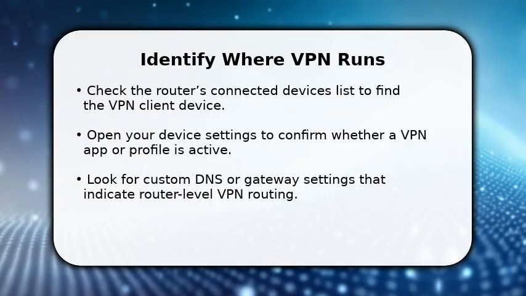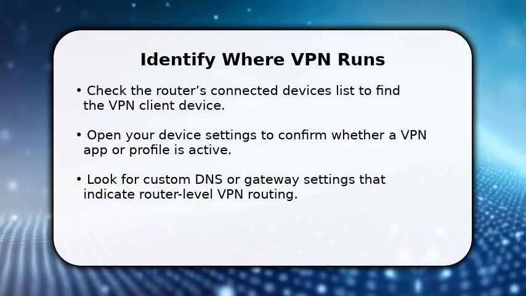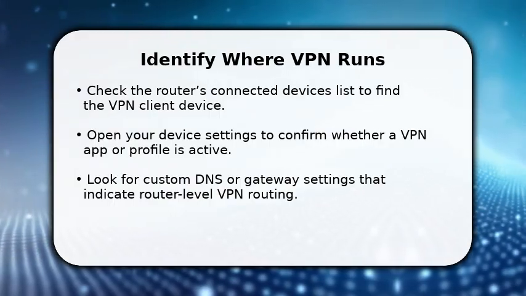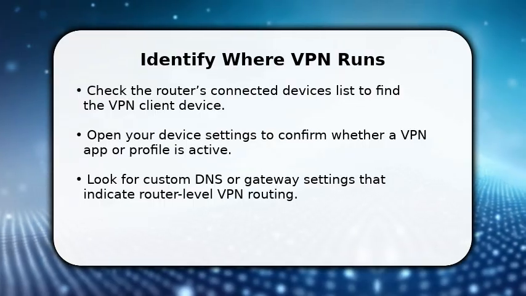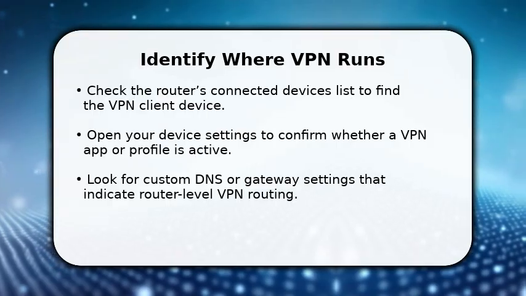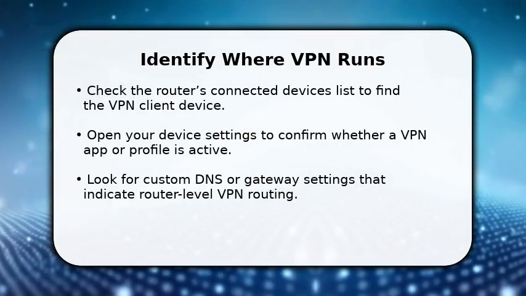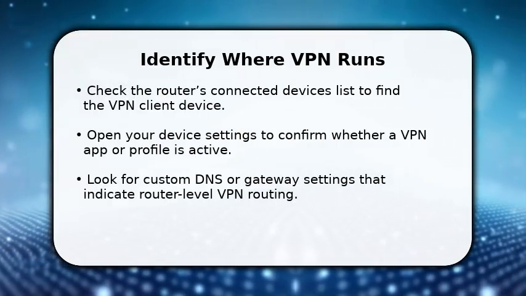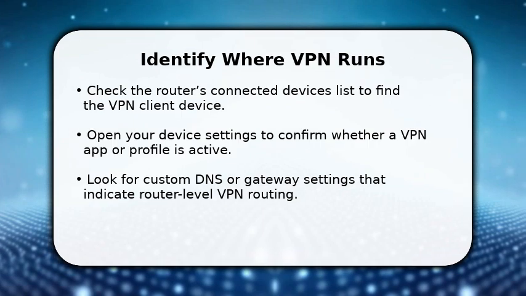Look for custom DNS, gateway, or routing rules that indicate router-level VPN routing. Note whether the VPN appears as an app, a system profile, or a router service. This distinction determines whether you remove the VPN from one device or from your entire Wi-Fi network.